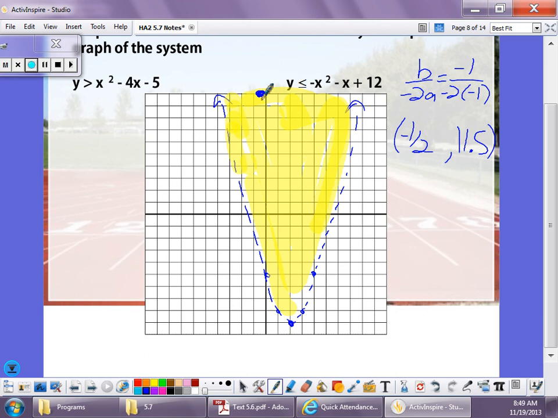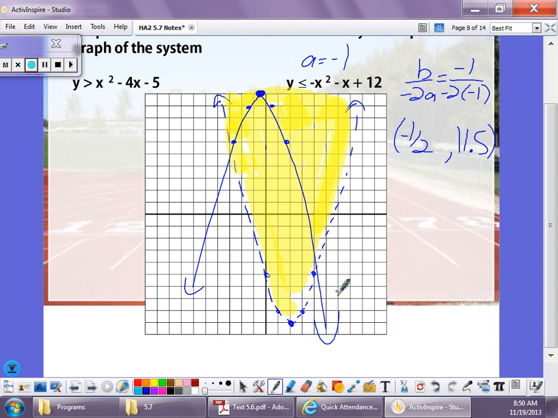All right, so now again, my a value is negative 1. So I'm going to go over 1, down 1, over 2, down 4. So over 1, down 1, over 2, down 1, 2, 3, 4. From the vertex, right? Always from the vertex. So I get a graph that looks like that.